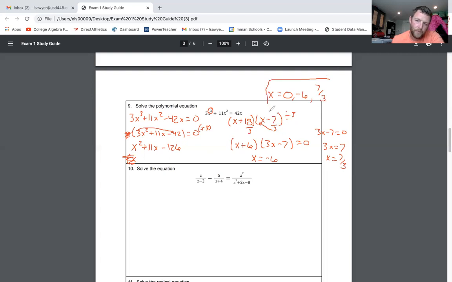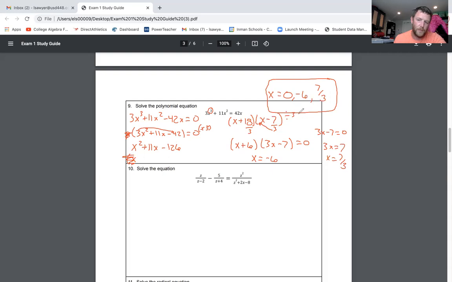So that's how they want you to solve for number 9. Now you could solve it using the quadratic equation once you got it down, but I think they made it easy enough where you could factor this out. And I like the slip and slide method. So those are your 3 answers.